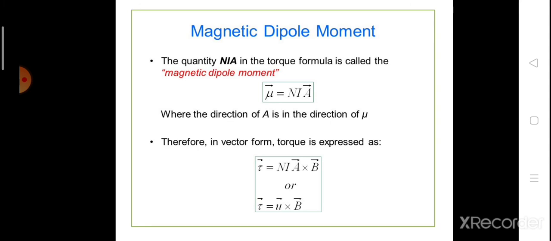I is the current passing through the coil, A is the area of the coil, and B is the magnetic field. Here, the term N into I into A can be replaced by mu, or small letter m, where m is called the magnetic dipole moment. And the direction of the magnetic dipole moment is in the direction of A, that is the area of the loop.